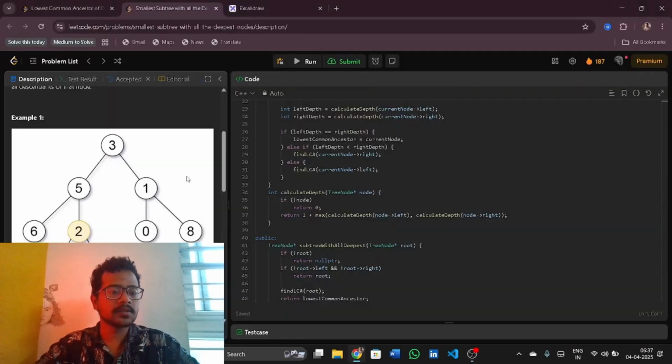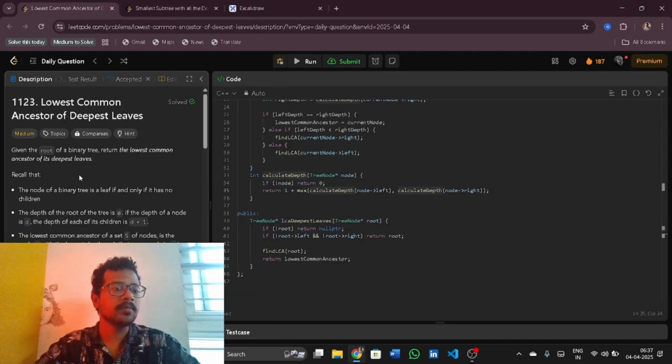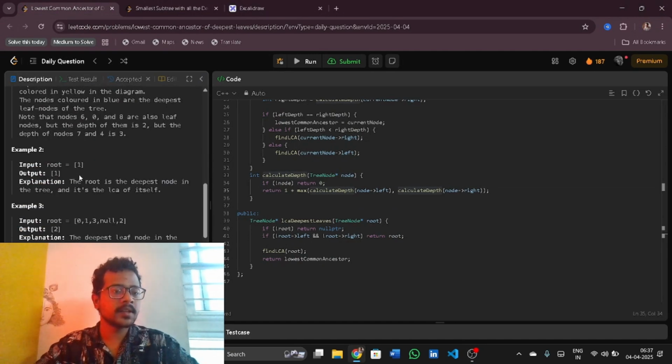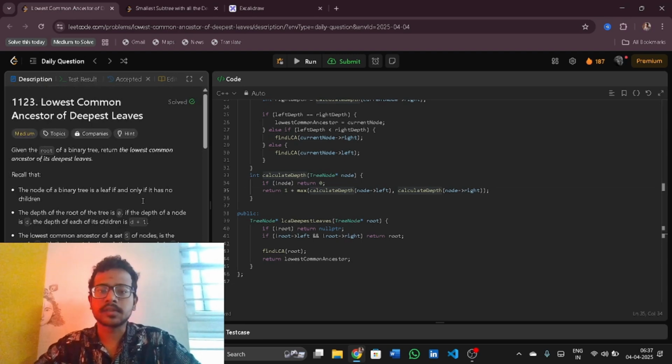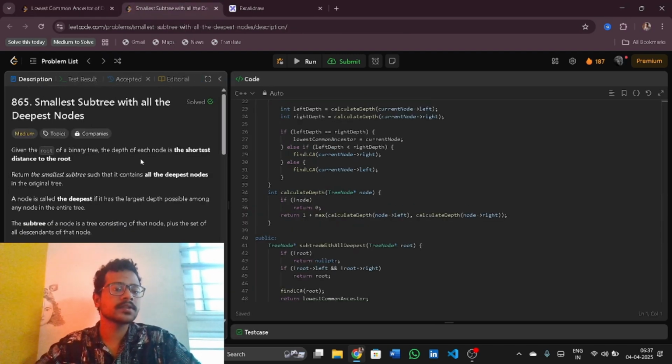Hello everyone. Let us now discuss how we can solve this problem. Lowest common ancestor of deepest leaves. As I mentioned, this is similar to this question, smallest subtree with all the deepest nodes. So if we can solve either of these questions, we can solve both of them.